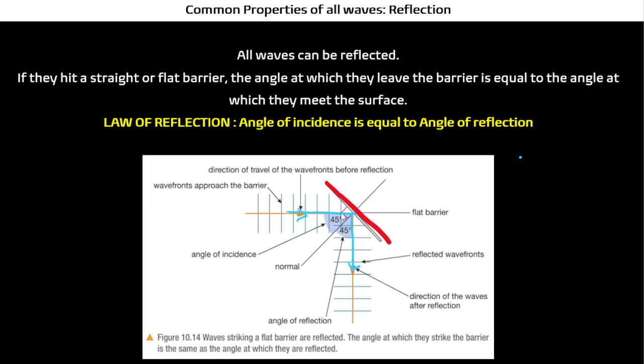For our barriers, we can draw a straight line right in the middle, and we're going to call this a normal. We measure the angle between your approaching wavefront, which we call the incident ray, and the normal, and the angle between your reflected ray and the normal is called the angle of reflection. Those two will always be the same, and that is why the law of reflection states that your angle of incidence is equal to your angle of reflection.